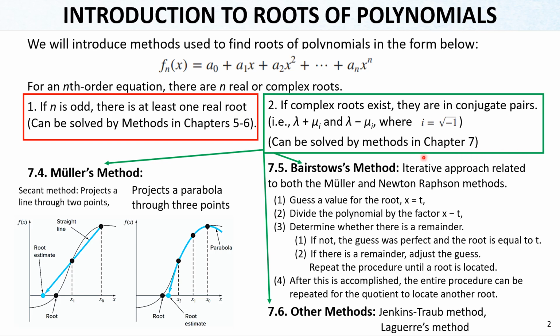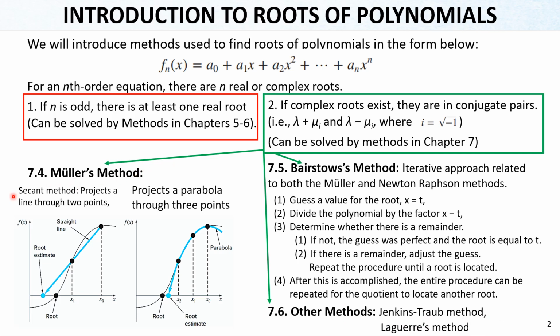So we are in chapter 7, and the methods that we are going to use for finding these complex roots are in chapter 7.4 for Müller's method and chapter 7.5 for the Bairstow method. And there are of course other methods as well, like the Jenkins-Traub method, Laguerre's method, and others, but these are not the topic of this class. So let's quickly look at Müller's method.